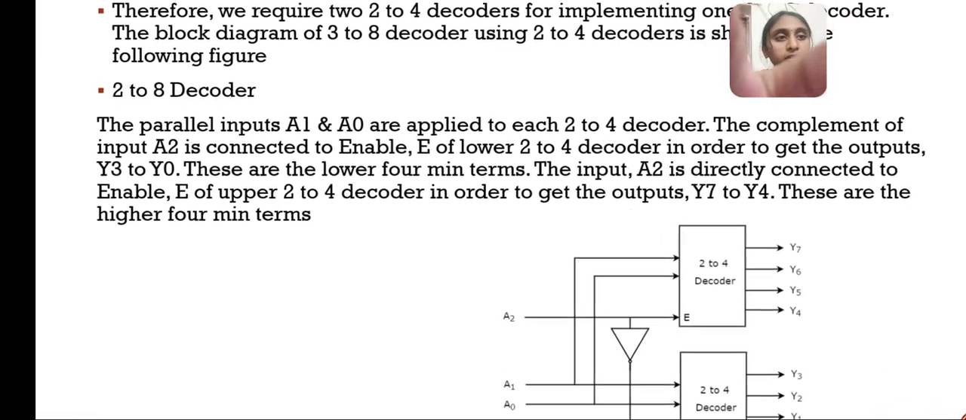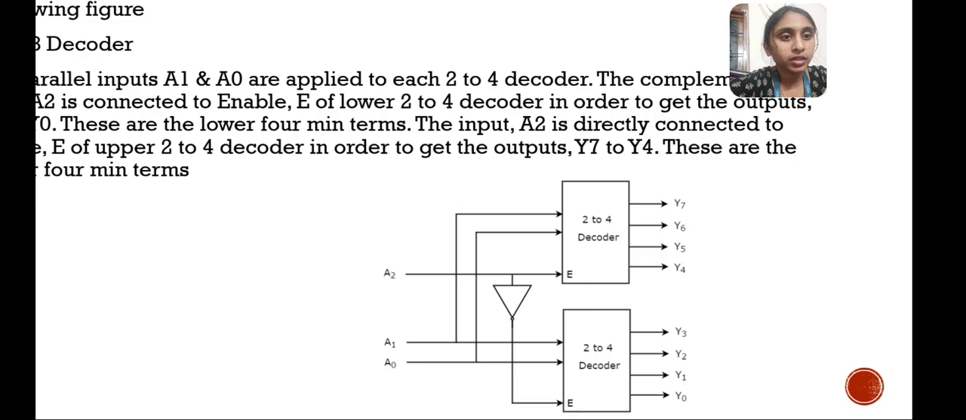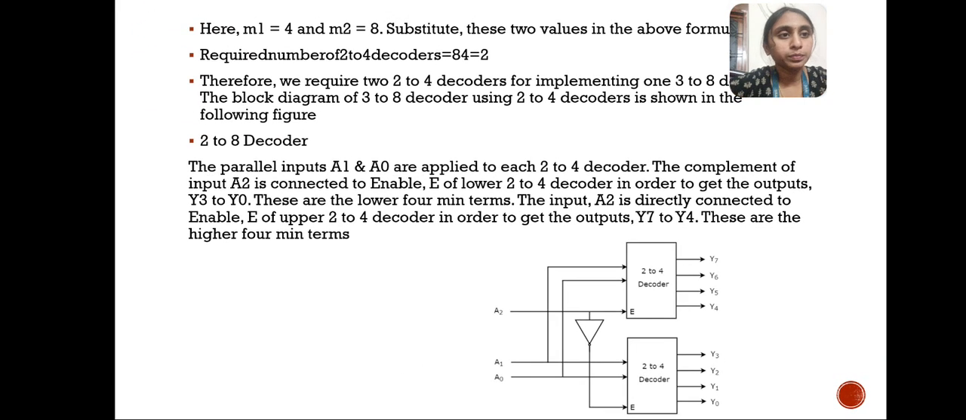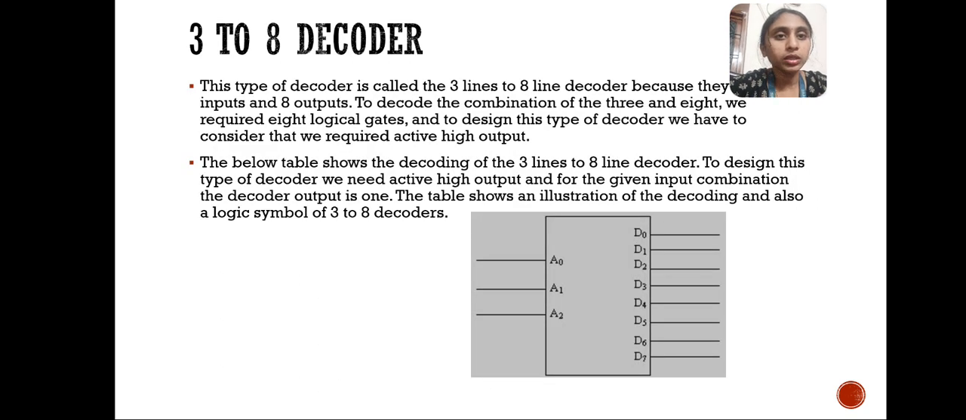Here we can see the circuit diagram of the logical circuit, where to implement 3 to 8 decoders we use 2 to 4 decoders, and to implement 4 to 16 we use 3 to 8 decoders. It is called a 3 lines to 8 lines decoder because it has 3 inputs and 8 outputs. To decode the combinations of 3 inputs we require 8 logical gates, and to design this type of decoder we consider active high outputs.